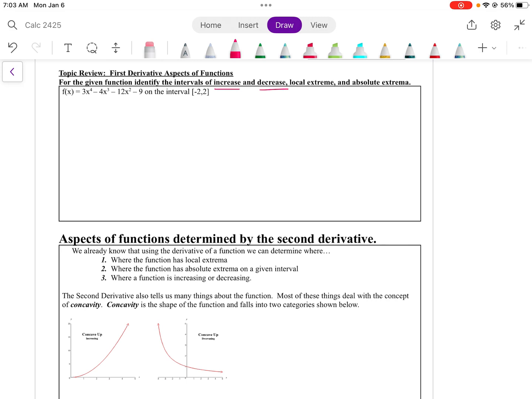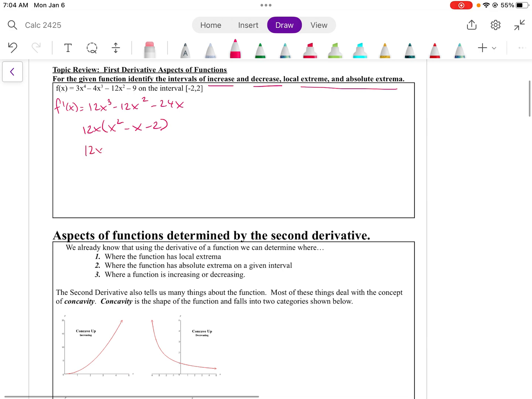All right, so they asked us to find the intervals of increasing and decreasing and the local extreme and absolute extreme values. So I'm going to take the first derivative. I'm going to factor out this common factor of 12x. So x squared minus x minus 2. And keep factoring here, x minus 2, x plus 1.